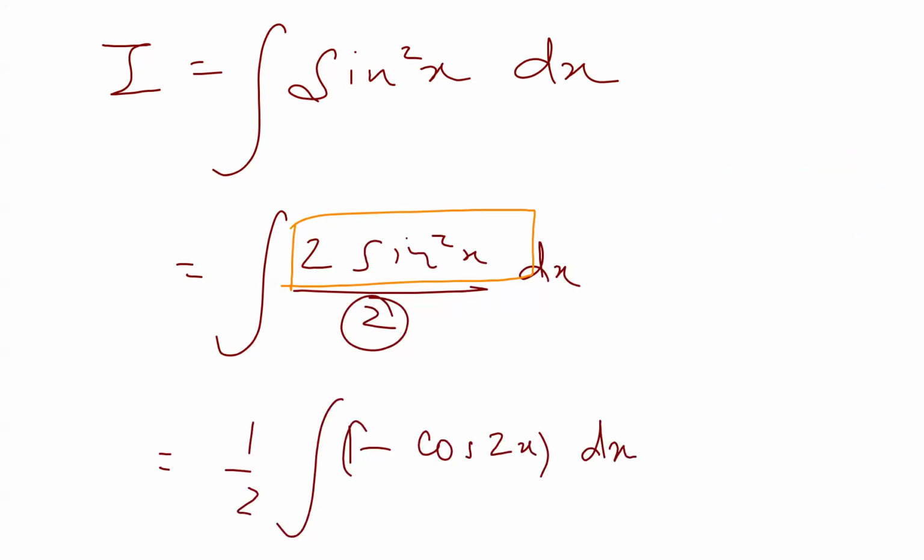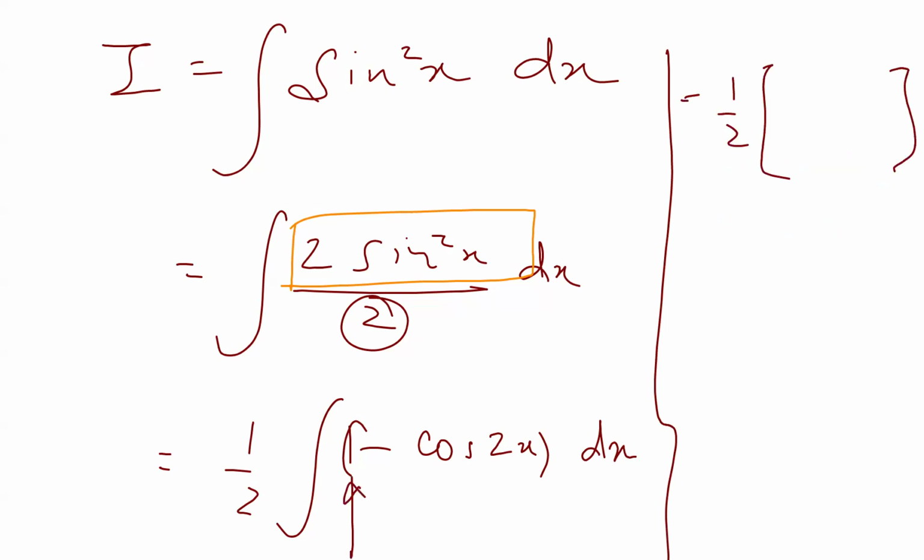So half into integration of 1 is x, and integration of cos 2x is sin 2x upon 2. Guys, why am I writing sin 2x upon 2? Why is the upon 2 there? Will you tell me? Chain rule, correct. D by dx of 2x, which is 2.